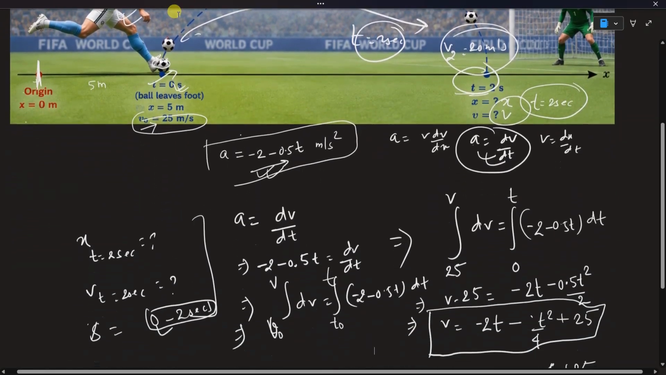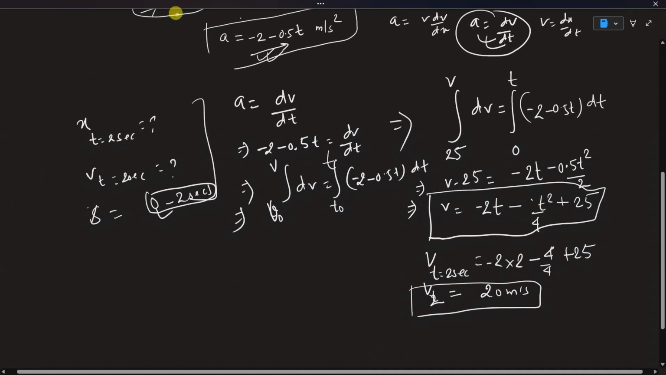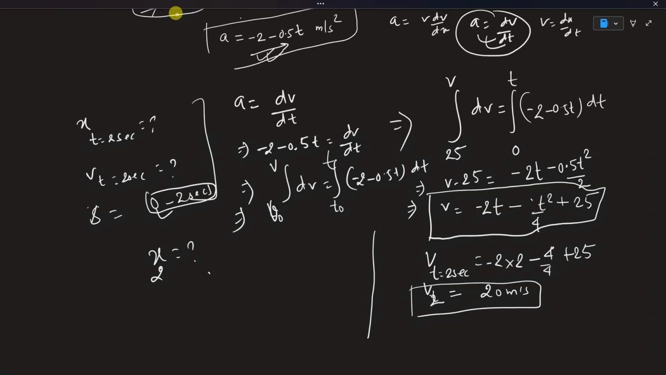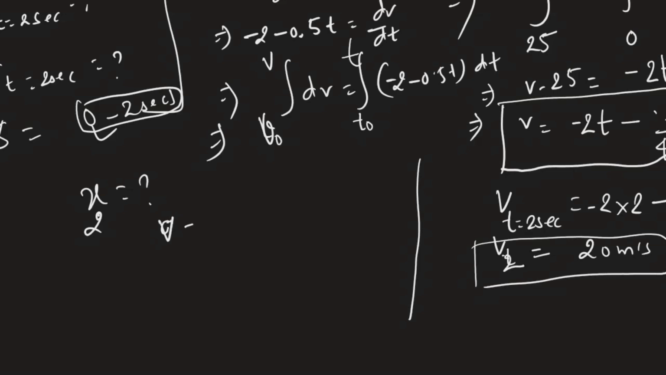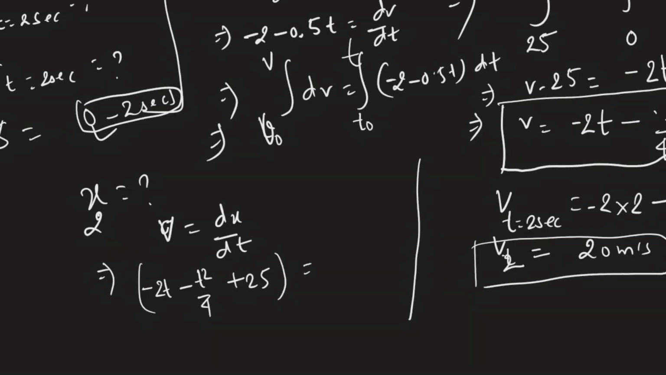Next, what we are asked is to determine the position at t equals 2 seconds. So what you have to know is the equation. What is velocity? Velocity is dx by dt. So you know that the velocity equation is already given to you, that is minus 2t minus t square divided by 4 plus 25. This is the equation of velocity, right? So this is in terms of dx, and this dt goes here, right?